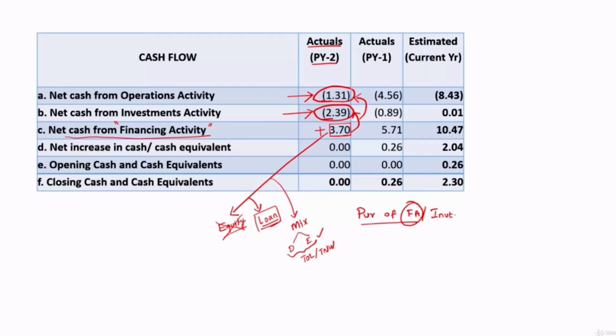So here there is a negative operational cash flow, there is a negative cash flow under investment activity, and all were funded from financing activity. And if you sum all this, net increase in cash and cash equivalent is 0. They didn't have any opening balance and they're also not having any closing balance. This is previous year 2 analysis. Let us also analyze previous year 1 now. We'll do the analysis of previous year 1.